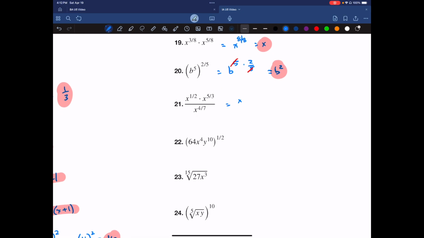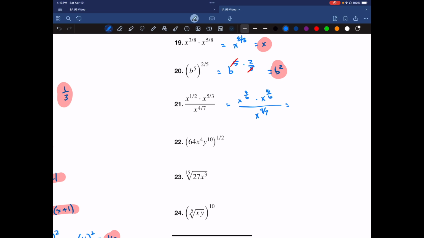Okay, on 21, when you multiply like bases, you add the exponents. And these exponents do not have the same denominator, so I need to get the same denominator. So 2 and 3, that's going to give me a denominator of 6, so it's going to be x to the 3 over 6 times x to the 10 over 6 over x to the 4/7. Now, we are going to have to deal with that 4/7 not being the same denominator eventually, but we can do that next.